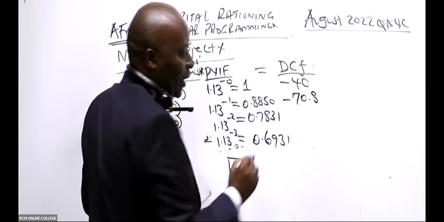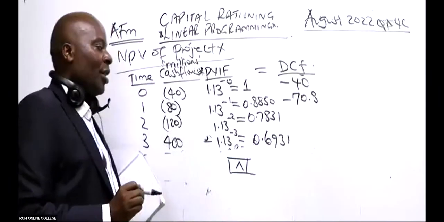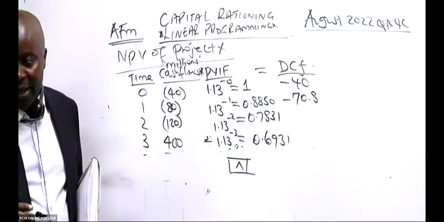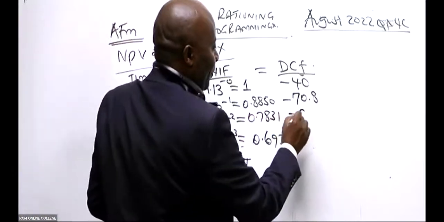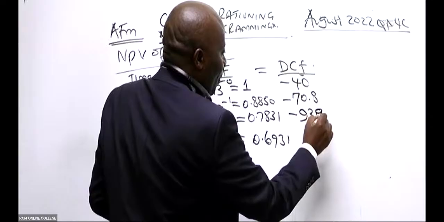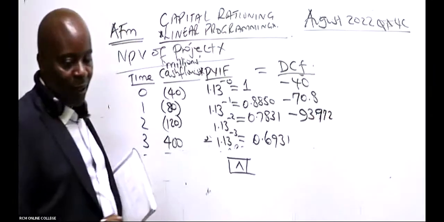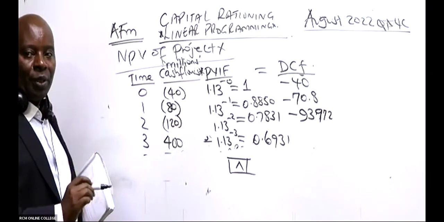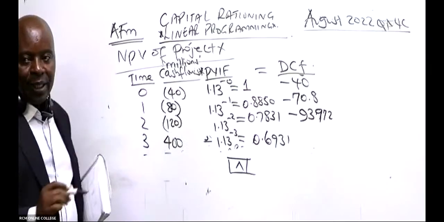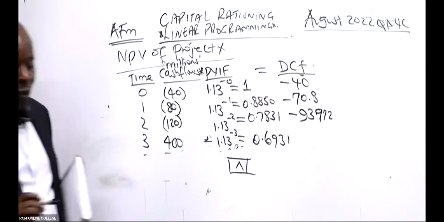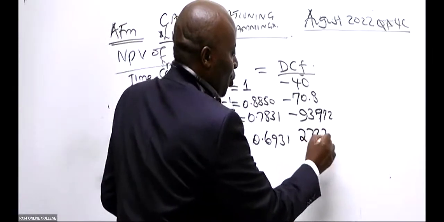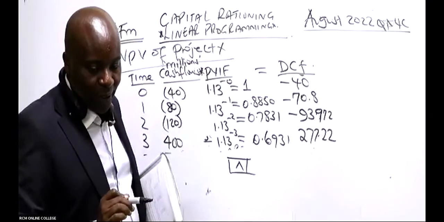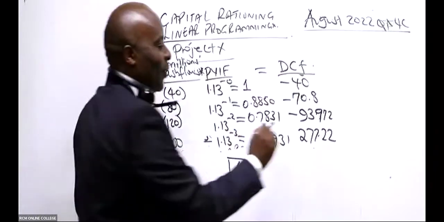Negative 70.8, isn't it? Thank you so much. And then the third one will be minus 120 times 0.7831, which is negative 93.972. Thank you, Lincoln. And then we have the last one, which will be the only positive one. It will be 400 times 0.6931, which is 277.24. Is it 22 or 24? They're saying 24. I'm the one who had it wrongly.